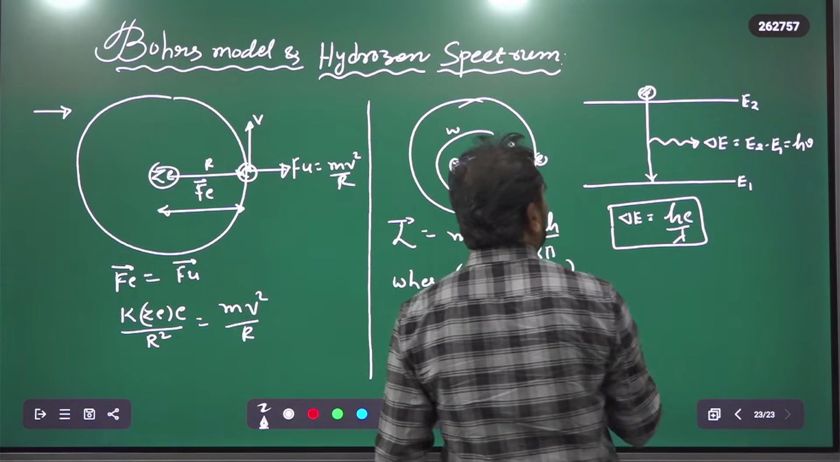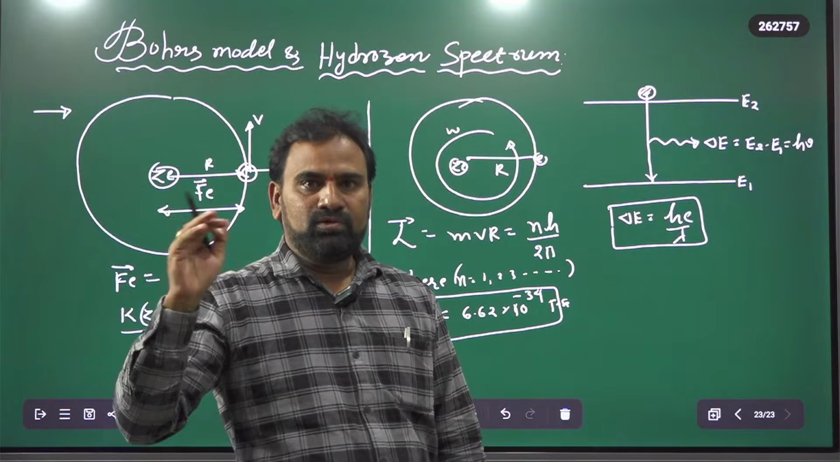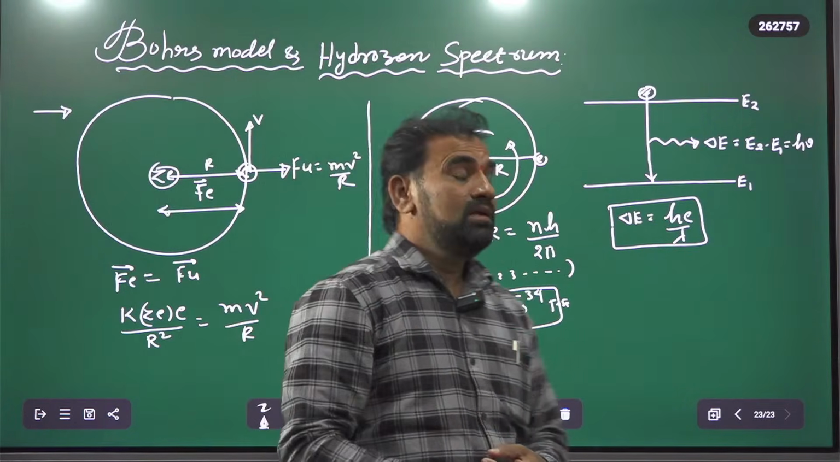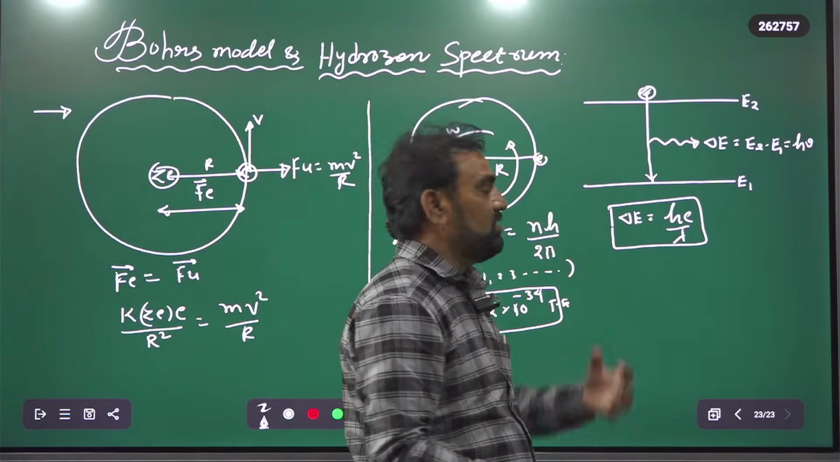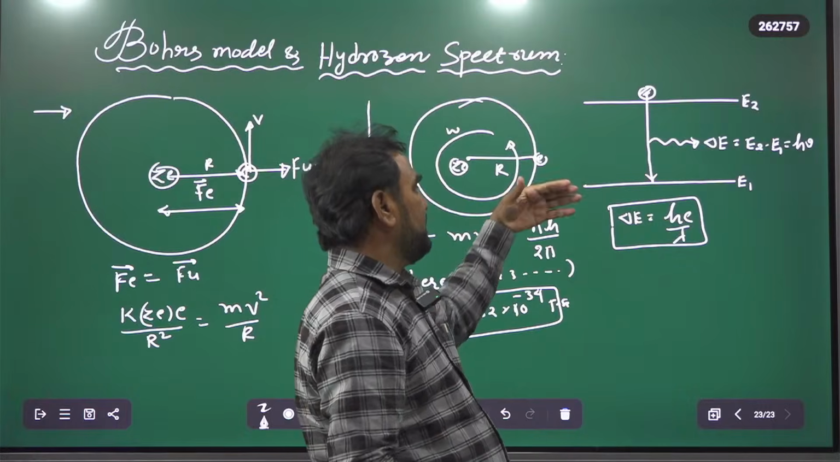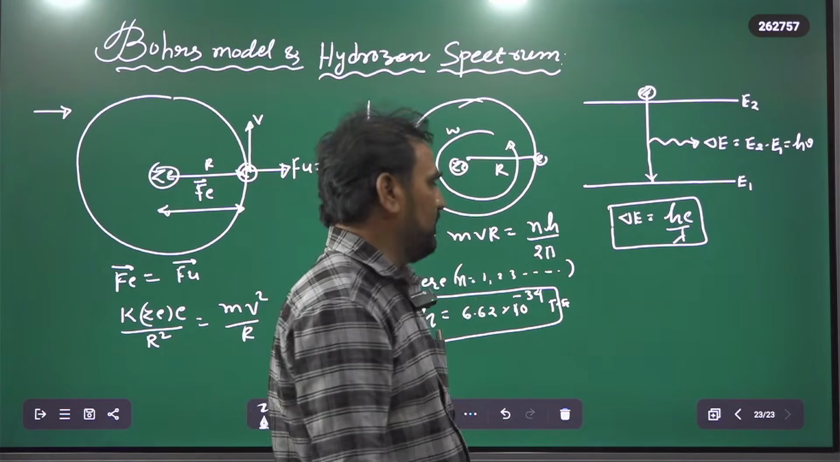When the electron is taken from the higher energy level to the lower energy level, it emits energy in the form of a photon. The difference of the two energy levels, E2 minus E1, is equal to h nu, which is equal to hc upon lambda.